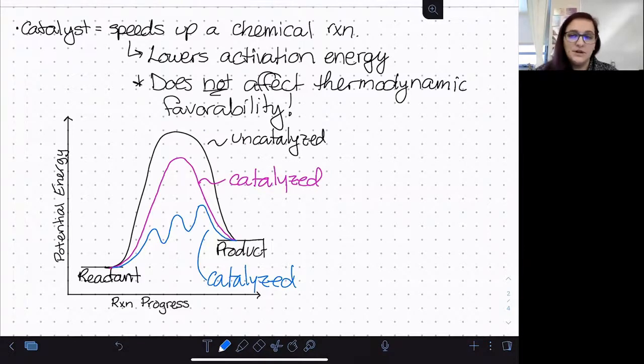So you should be able to sketch one possible catalyzed pathway that just gets across the point that the catalyst lowers the activation energy, but it doesn't change what your reactants and products are, so it doesn't change the starting energy and it doesn't change the final energy. All it does is make the reaction go faster by decreasing the activation barrier.